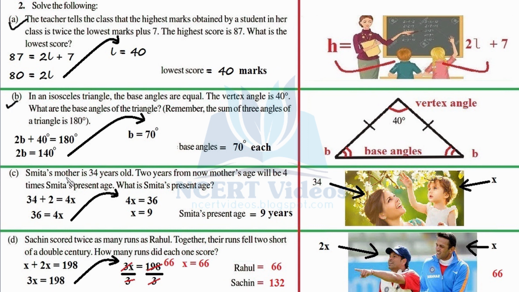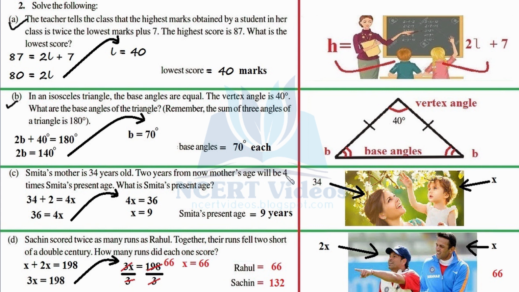C. Smita's mother is 34 years old. So her mother is 34. 2 years from now, that means after 2 years, what will be her age? Her age will be 34 plus 2, 36.